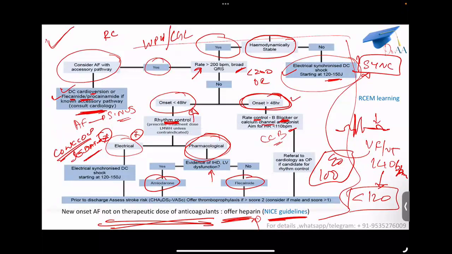Should the synchronized shock be on the R wave or before the R? Before the R wave we do a synchronized shock. Again, it's not that we are syncing, it is the defibrillator which will sync. You have to just press the sync button.